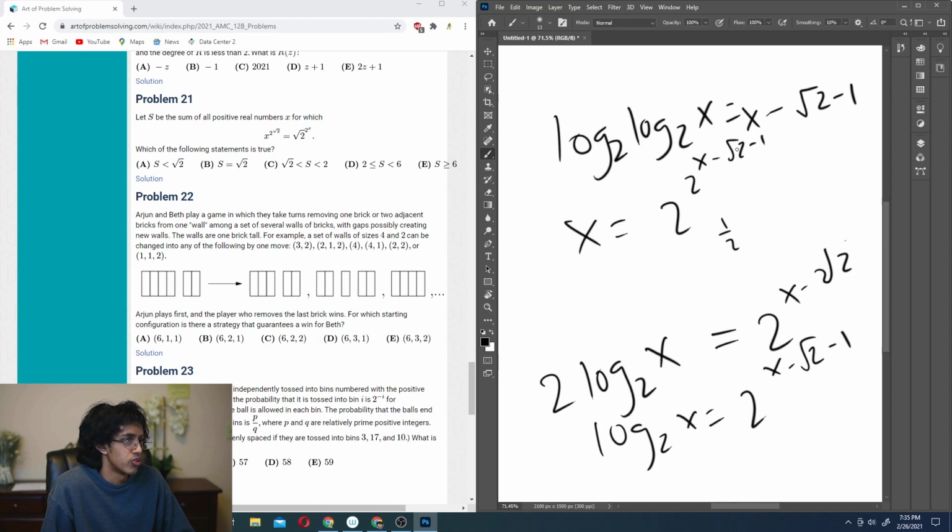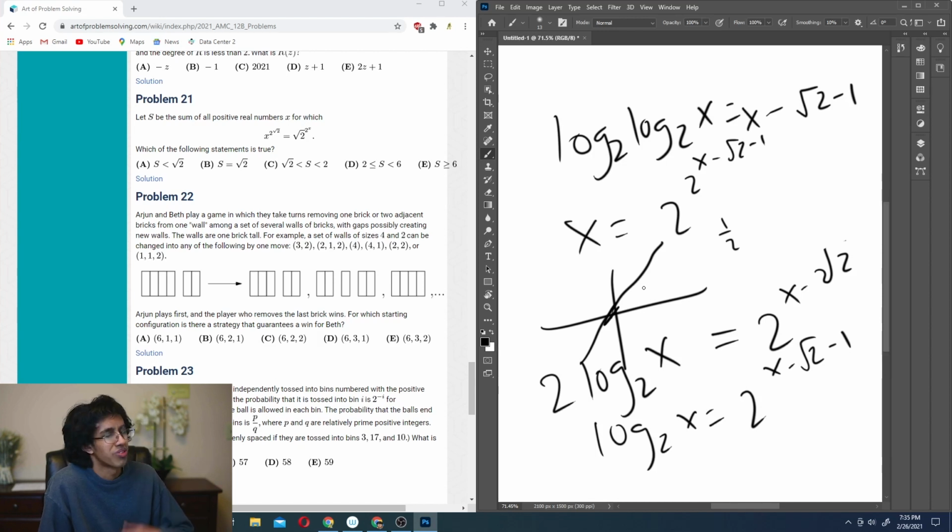So this is like 2 to the negative, some negative number. Let's see. It would be a straight line and then an exponential function, which basically has, at x equal to root 2 minus 1, 2 to the 1, which is 2. Or sorry, root 2 plus 1, 2.